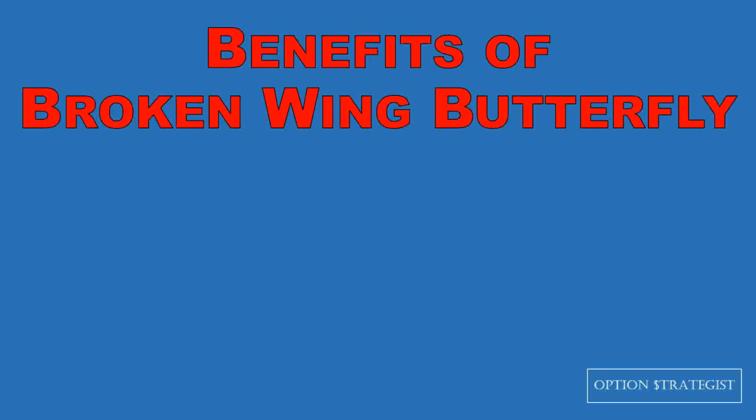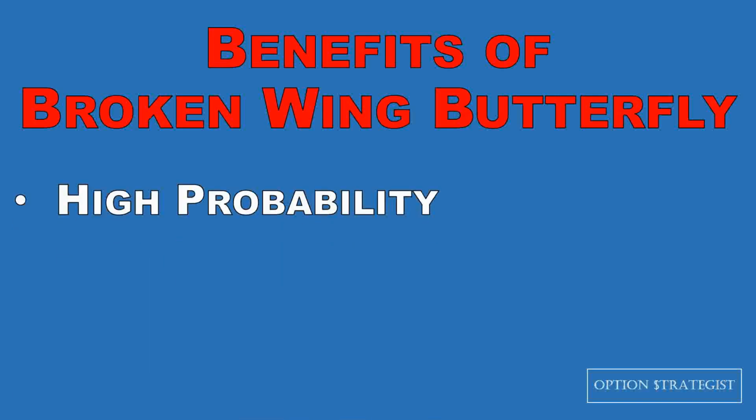On both the call broken wing butterfly and put broken wing butterfly trades, the trade will be profitable if the stock price stays the same, moves on one side, and a small move on the other side. Hence, the probability of making a profit from the trade is higher than just simply buying the stock. In terms of profit, on both trades, the maximum profit is higher than the maximum loss. This is why the broken wing butterfly strategy is known as a high probability and high profit option strategy.